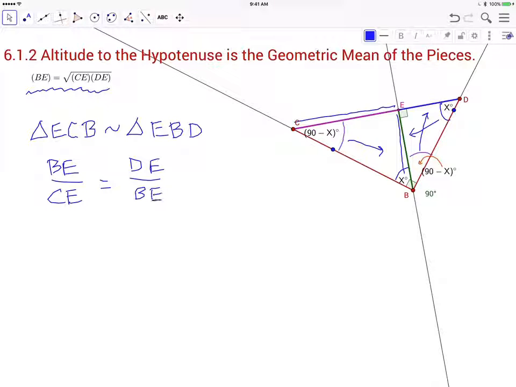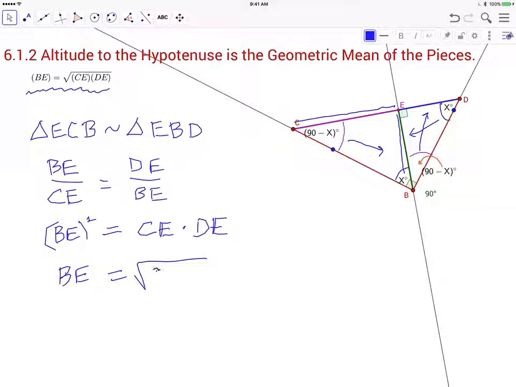You may see this already happening right in front of your eyes. When you cross multiply, you get this nice result, of course. BE squared is equal to CE times DE. And very quickly you end up with what I have as the conclusion up there. BE is equal to the square root of this product, CE times DE.